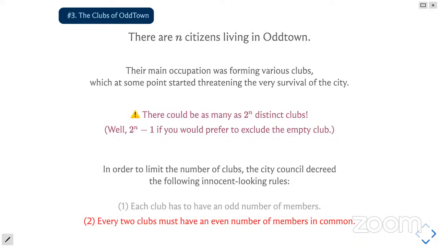So also, if whatever you have in mind is too tedious to write out, please feel free to unmute yourself.